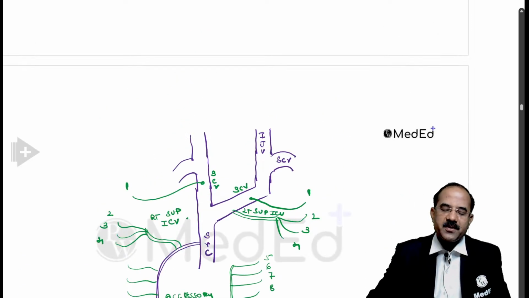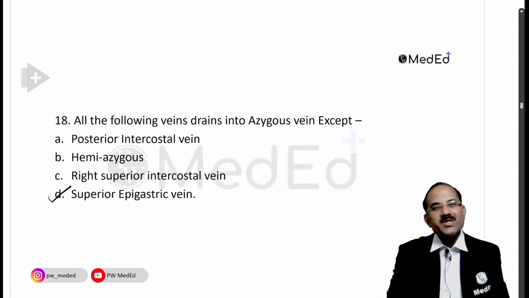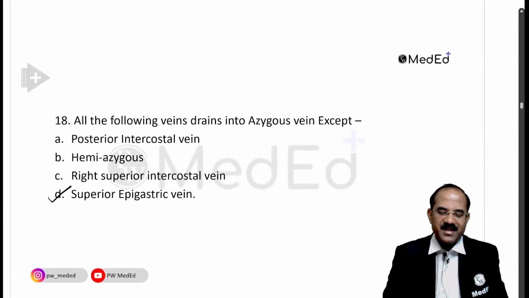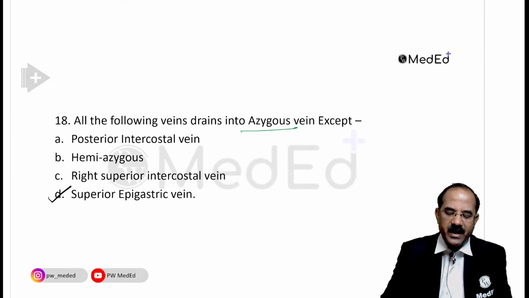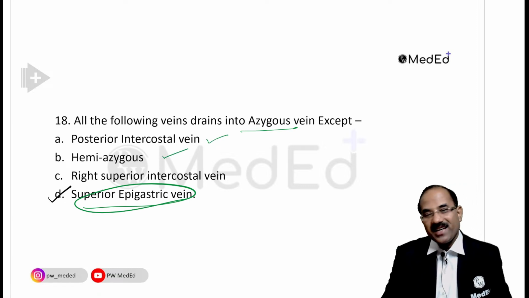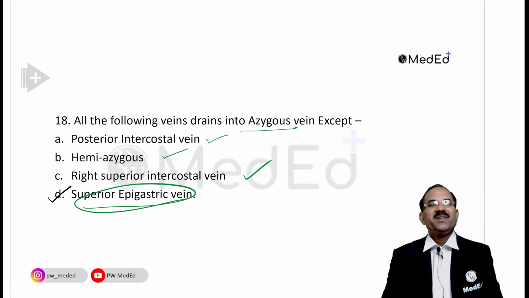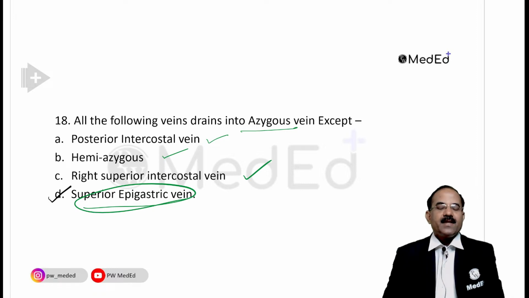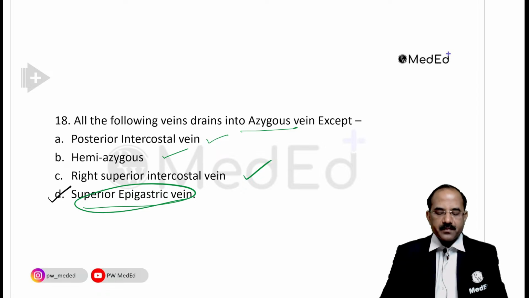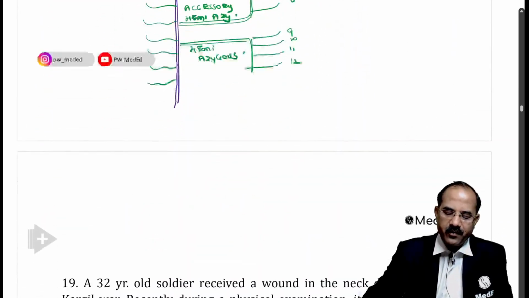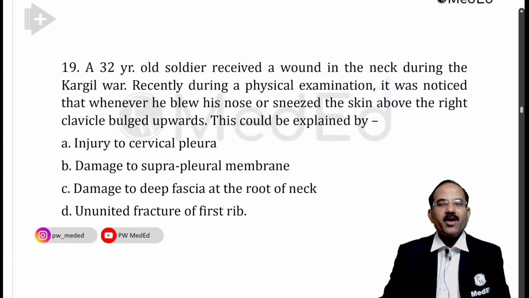Perfect. Very good, students. You are answering very well. So, what will the answer be? All the following veins drain into the azygous vein except the superior epigastric. Posterior intercostal, yes. Hemiazygous, yes. Right superior intercostal, yes. Is it clear to all of you, children? Very good.